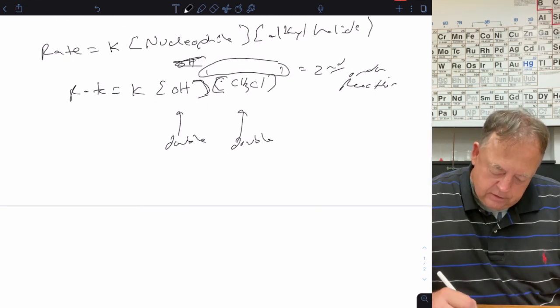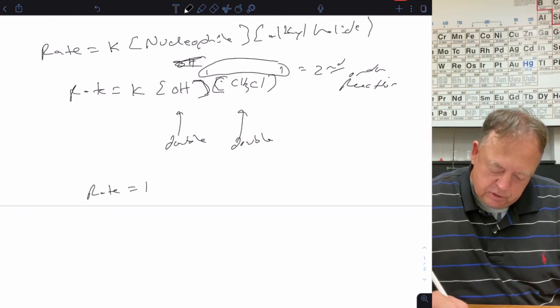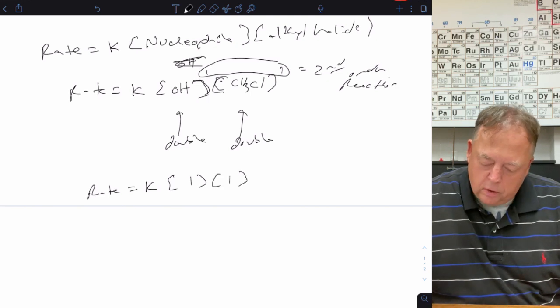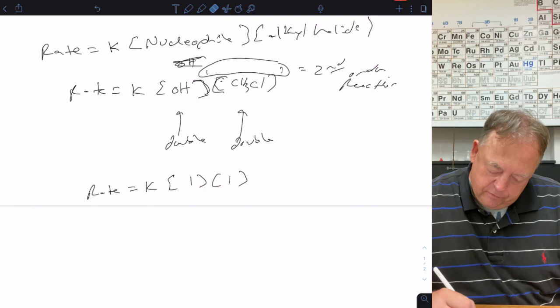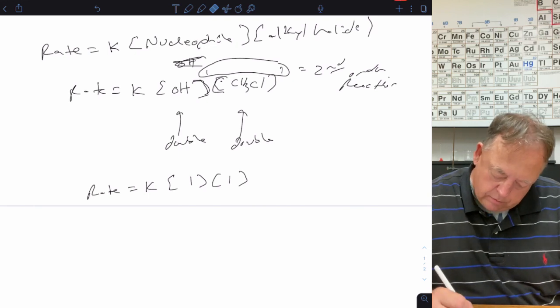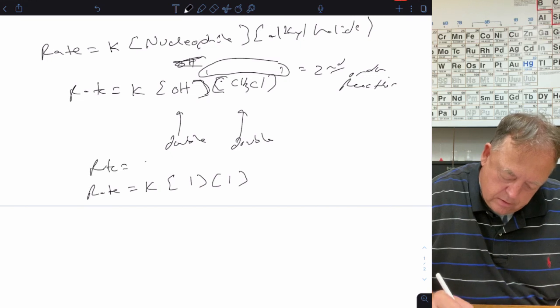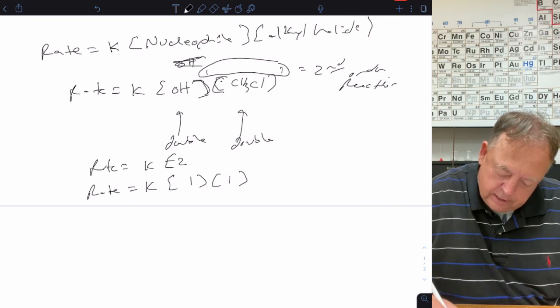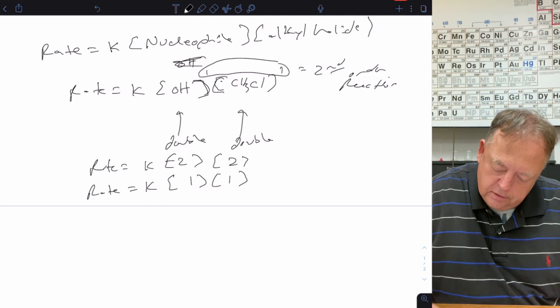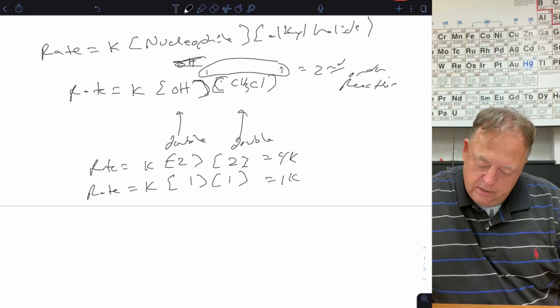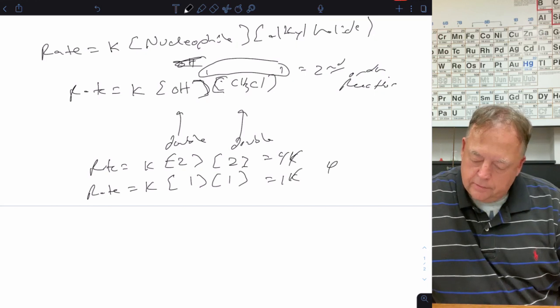If it's not obvious to me, I always like to just plug in numbers. K is a constant, so let's just say the concentration of hydroxide and chloromethane was 1 molar. And then if we double the concentration of both, so let's say it was 2 molar and 2 molar now, then that's 4K, and this is 1K, and the K's cancel, so it's 4 times as fast.